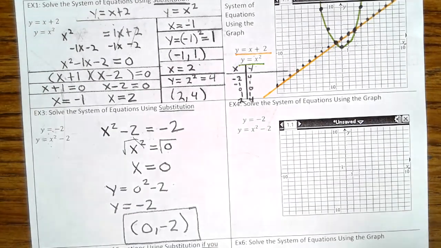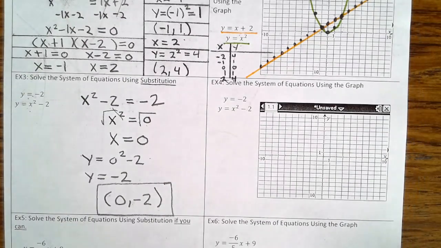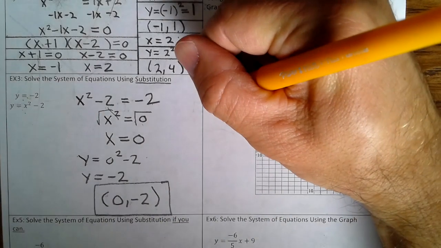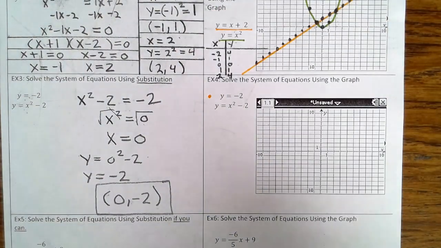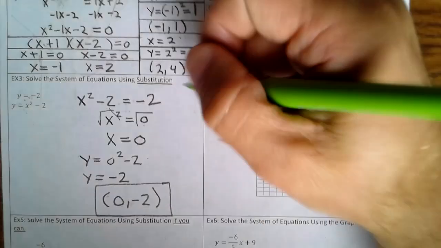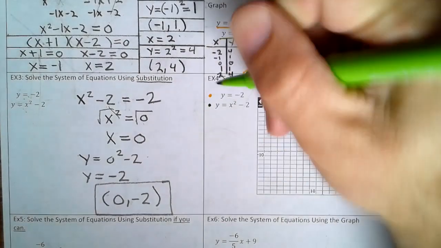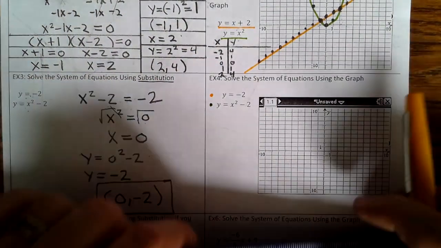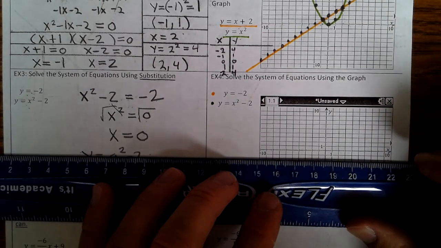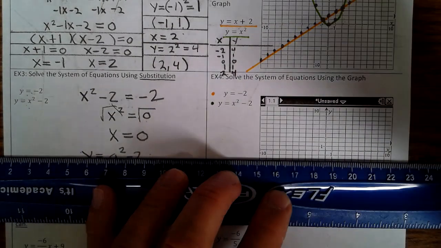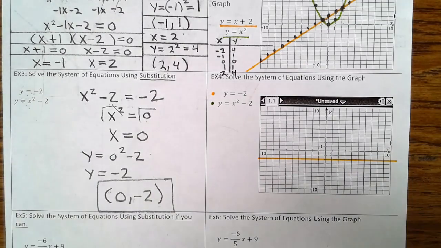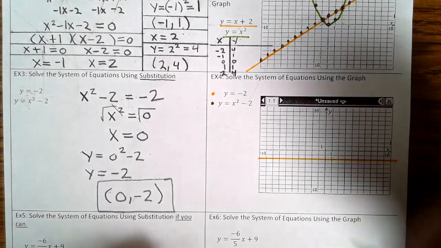Okay. Now, let's solve that same system by graphing. Okay. So let's make the first line yellow and the second line green. Okay. So the first one's easy. We just have a horizontal line at -2. Now, this line we're going to graph by direction.